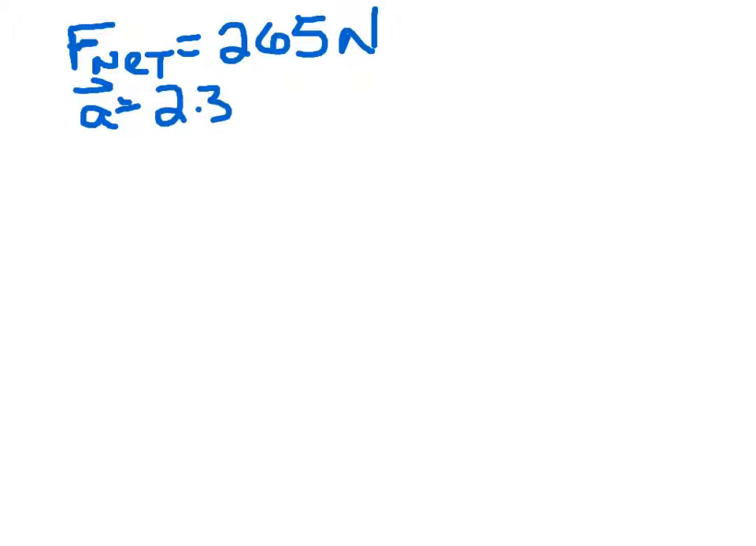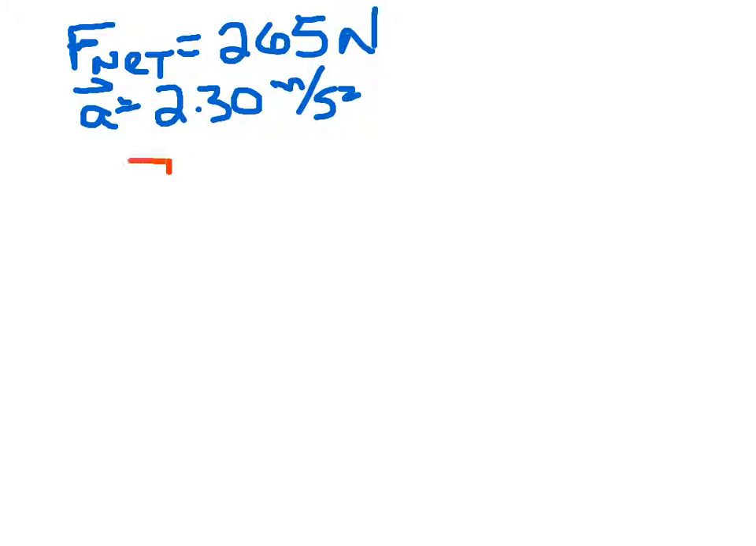These are units and information that you're used to seeing from previous chapters, acceleration in meters per second squared. So we have the net force and the acceleration. What is the mass of the bike and the rider together? This is an application of Newton's second law. Newton's second law, of course, can be written in a couple of different ways.